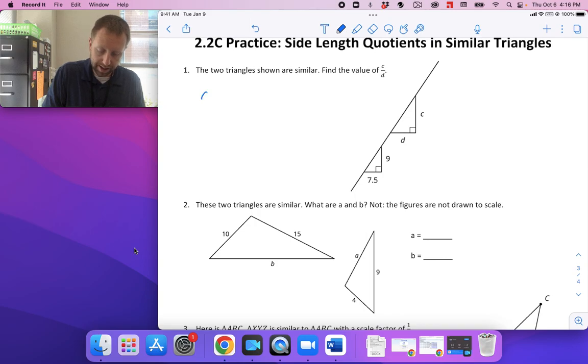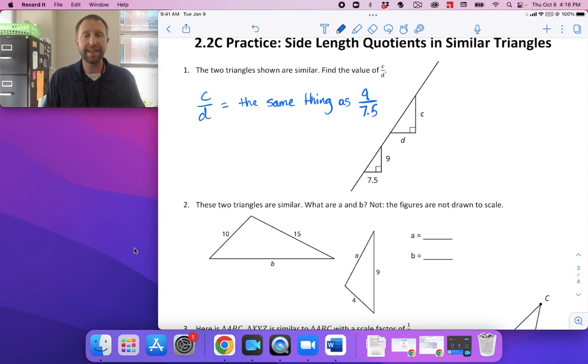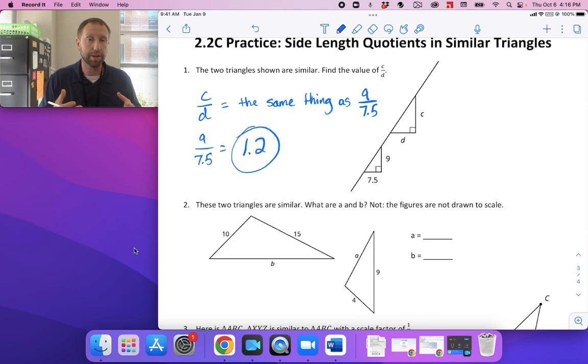So if I want to know what C divided by D is, I don't have to know what C is. I don't have to know what D is. It's going to equal the same thing as 9 divided by 7.5, because 9 and C are in the same position. D and 7.5 are in the same position. So I just have to figure out what 9 divided by 7.5 is. 9 divided by 7.5 just happens to be, hopefully what the sub told you, or what he checked off, 1.2. Okay.